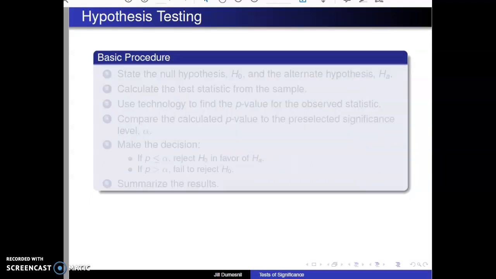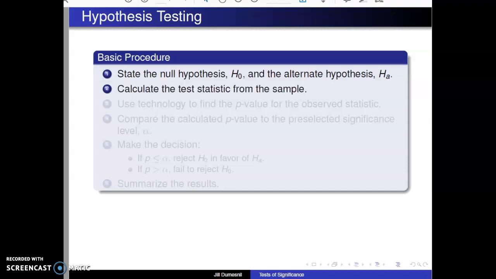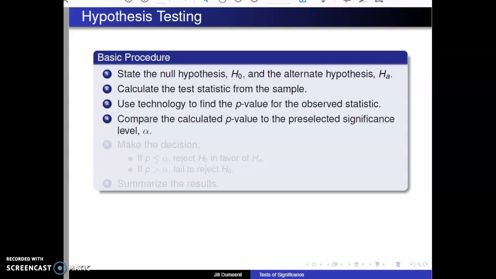Now that we know the basic components of hypothesis testing, let's consider the procedure for conducting such tests. First, state both the null hypothesis and the alternate hypothesis. Then calculate the test statistic from the sample. We'll use technology to compute the p-value for the observed statistic and compare the calculated p-value to the significance level alpha. Then we make our decision.